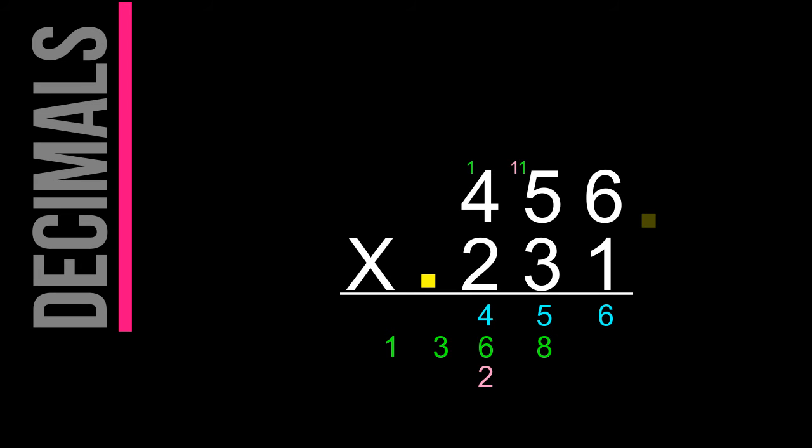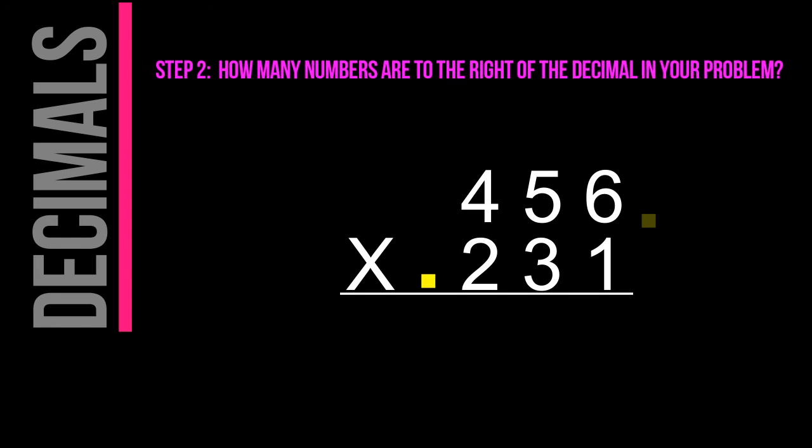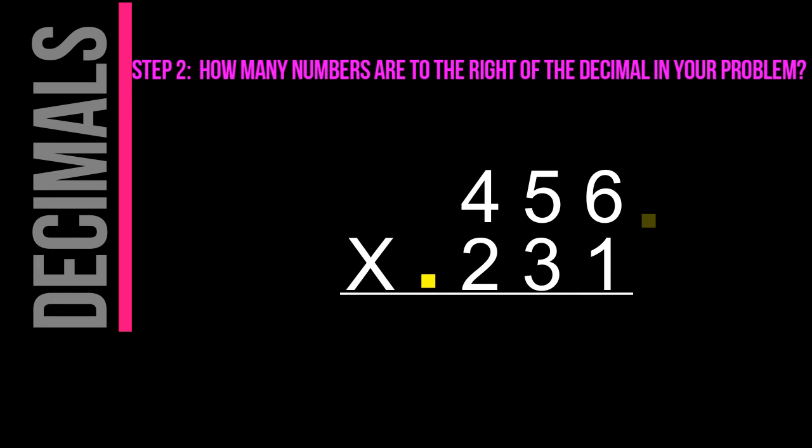6 times 2 is 12, write the 2 and carry the 1. 5 times 2 is 10, plus 1 is 11, write the 1, carry the 1. 4 times 2 is 8, plus 1 is 9. If you add those numbers together, then you get 105336. Let's go to step 2. Count how many numbers are to the right of the decimal in your problem.